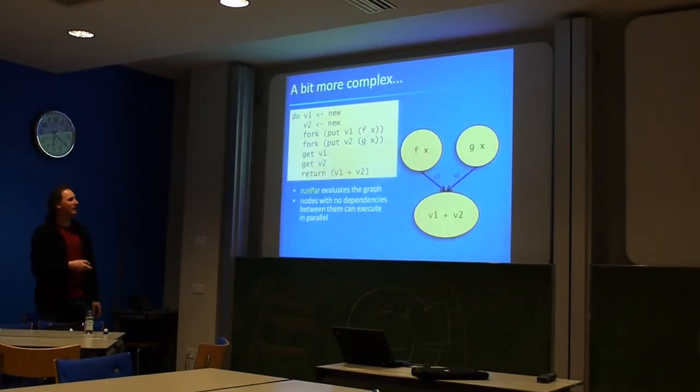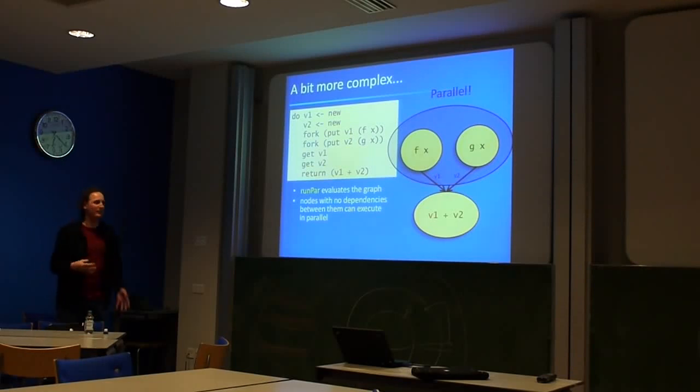So if we make it slightly more complex, we have two blobs. So now forking first blob that does f of x, and the second blob that does g of x. And then back in the main one, we're getting the value from V1, getting the value from V2, and summing them. So this creates a graph that looks like this. And you can see because there are no dependencies between this part over here and this part over here, they can be running in parallel. And that's exactly what the runtime or the library will do if you write this program.